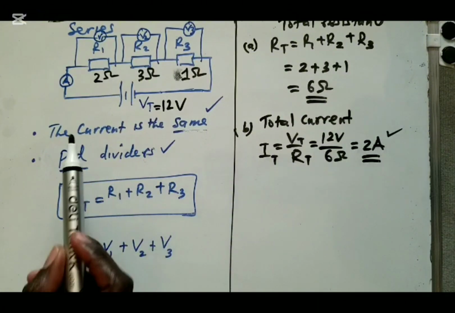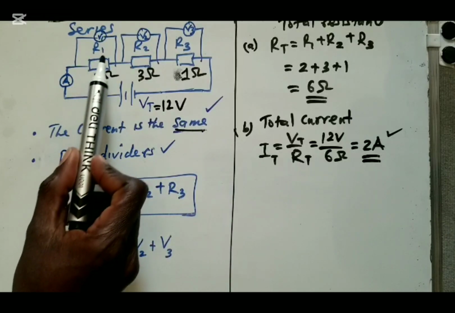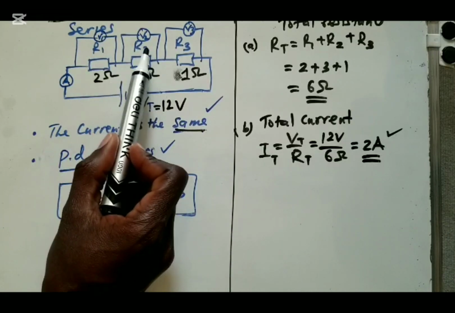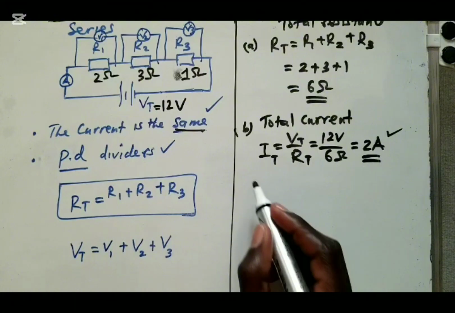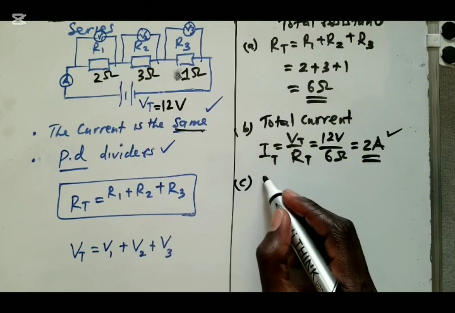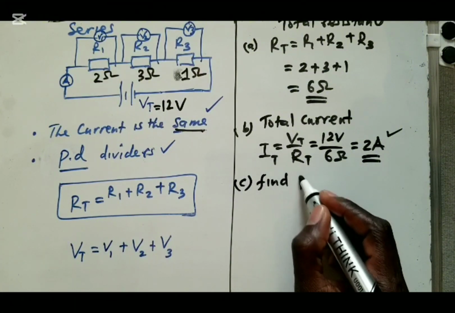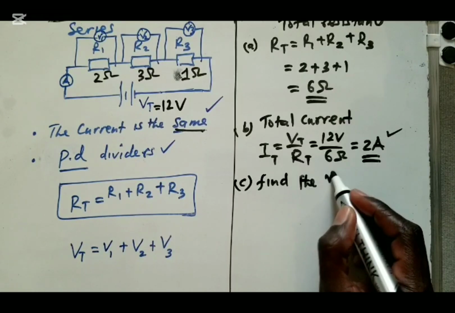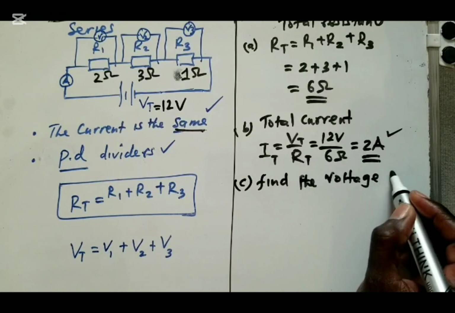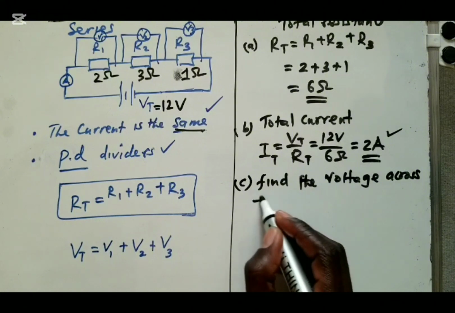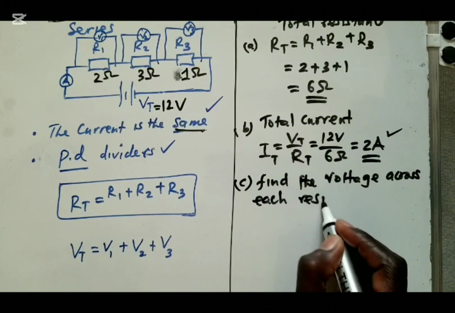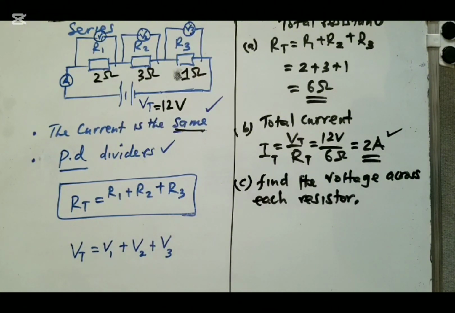So now, like I said, the current is always the same, meaning the current passing here is 2, the current passing there is still 2, and the current passing there is 2. Therefore, let's find the voltage across each resistor. Suppose you are told to find the voltage across each resistor, then how are you going to go about it?